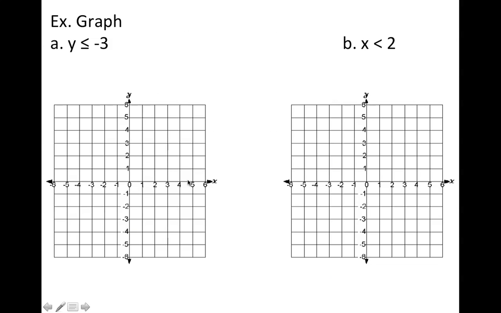So let's try a couple. y less than or equal to negative 3. Again, since it is y, that means our line will be a horizontal line going through the y-axis at negative 3. So if we plot the point negative 3, our line will go through that point, being horizontal. Then we have to look to see if it's dashed or solid. Since it is less than or equal to, it will be a solid line.